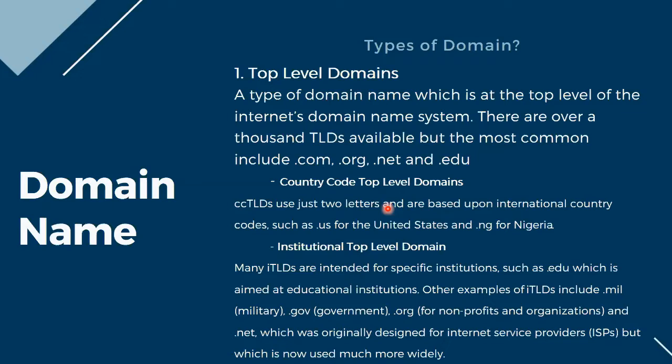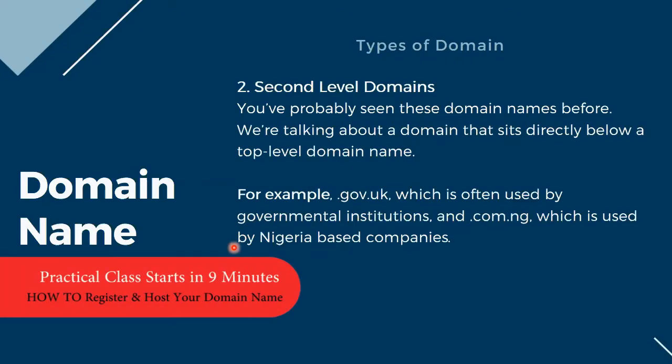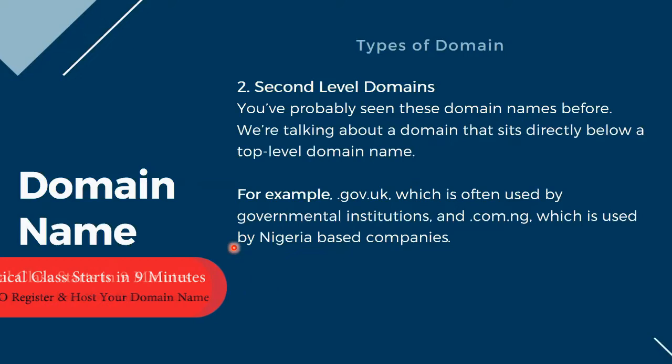Also, we have institutional top level domains. We have .mil for military, .gov for government, .org for non-profit, and .net. Then we have second level domain names. You've probably seen these domain names before. We're talking about a domain that sits directly below a top level domain name.